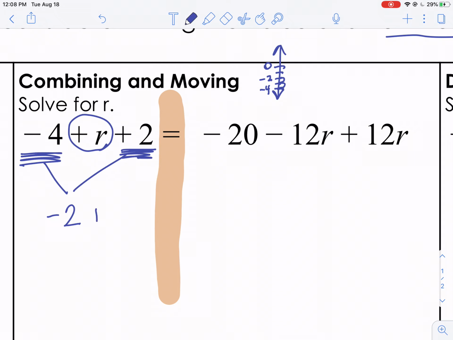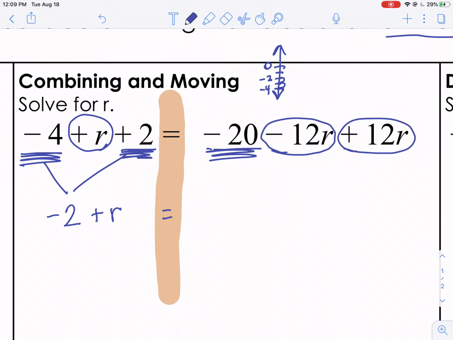I'm still going to bring down that plus r, like that. Those two are not like terms, so I can't combine those. So I'm going to leave them there. I'm going to do the same thing on the right side. So I have negative 20, that's by itself. That's just like a number by itself. I have negative 12r, and I have positive 12r.